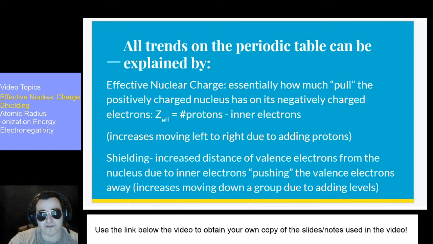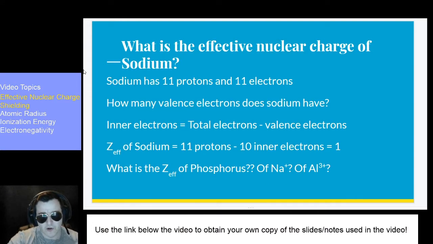But how do we calculate the effective nuclear charge? Well, once again, the effective nuclear charge is simply your protons minus your inner electrons. Well, when it boils down to it, for all neutral atoms, it's actually a very simple calculation. Your effective nuclear charge will actually always be equal to the number of valence electrons that neutral atom has.